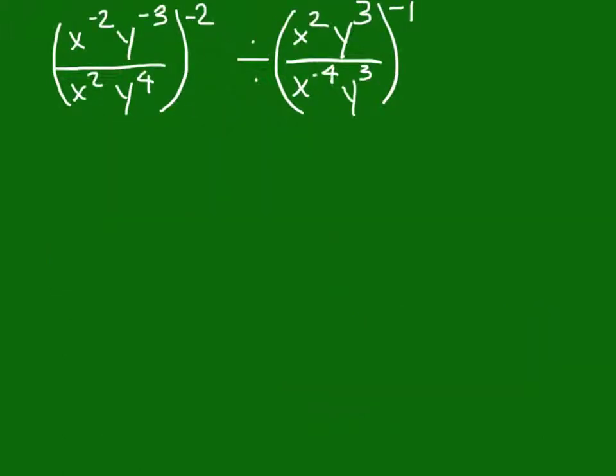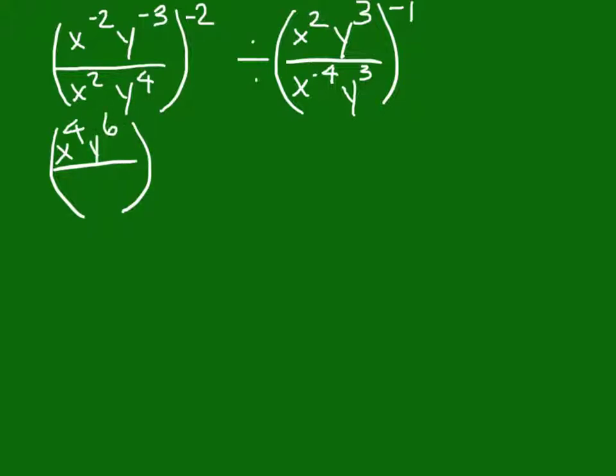So we have x to the negative 2nd, y to the negative 3, over x squared, y to the 4th, all to the negative 2nd, divided by x squared, y cubed, over x to the negative 4, y cubed, all to the negative 1st power. So we'll start with the first set of parentheses. Negative 2 times negative 2 is 4. And negative 3 times negative 2 is 6, so y to the 6th.